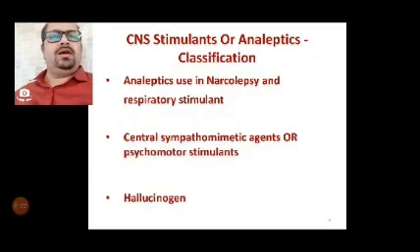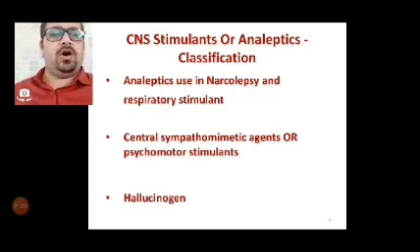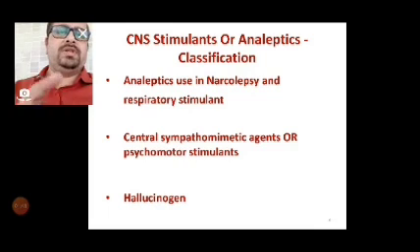CNS stimulants or the analeptics are majorly classified in following classes. The first class is the analeptics used in narcolepsy. Narcolepsy means sleeping syndrome, and used as a respiratory stimulant. This is the first class of analeptics medicinally used nowadays. Second class of analeptics are central sympathomimetic agent, or they are also called as a psychomotor stimulant. And third and last class of a CNS stimulant or analeptics is hallucinogen. So we will see them one by one.